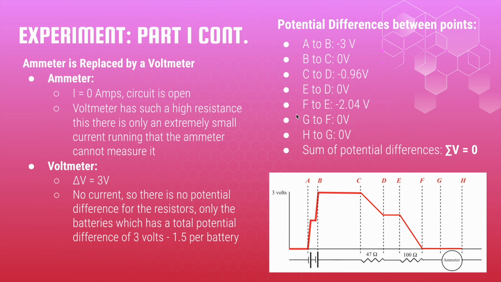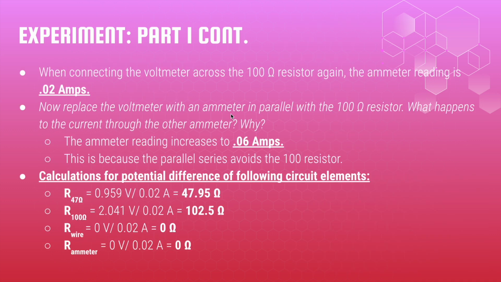And here are the calculations for potential differences between points, and this is the approximate graph of what it looks like for each of the points. The sum of potential differences total out to be 0, which is correct. When connecting the voltmeter across the 100 ohm resistor again, the ammeter reading is now 0.02 amps. When I replaced the voltmeter with an ammeter in parallel with the 100 ohm resistor, what happened to the current through the other ammeter and why? So, the ammeter reading increased to 0.06 amps, and this is because the parallel series avoids the 100 ohm resistor.